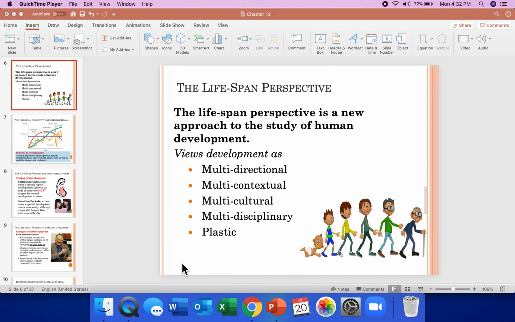The science of human development is an evolving science, and developmental scientists are now taking a new approach to the study of human development, and they're calling it the lifespan perspective. This perspective takes into consideration the fact that human development is multi-directional and contextual. It is multicultural, and it draws on many disciplines, and it is bound in what we call plasticity. So let's look at each one of those views in more detail.